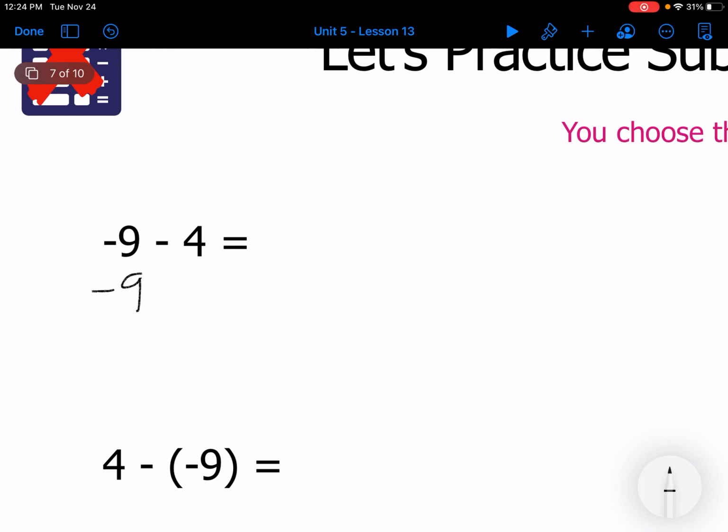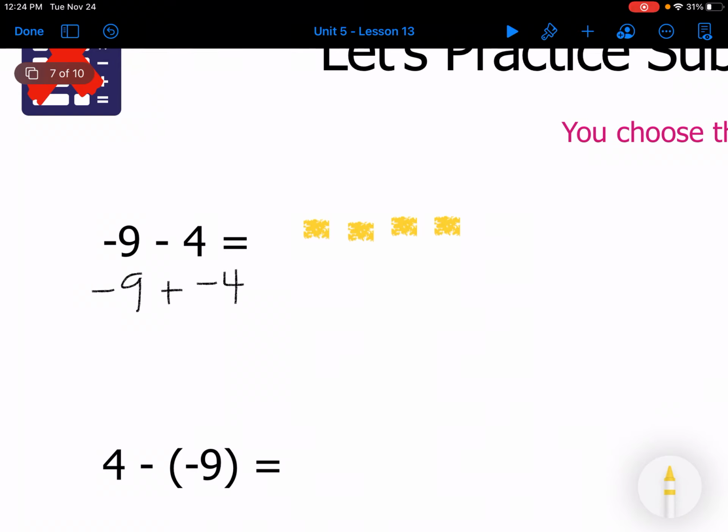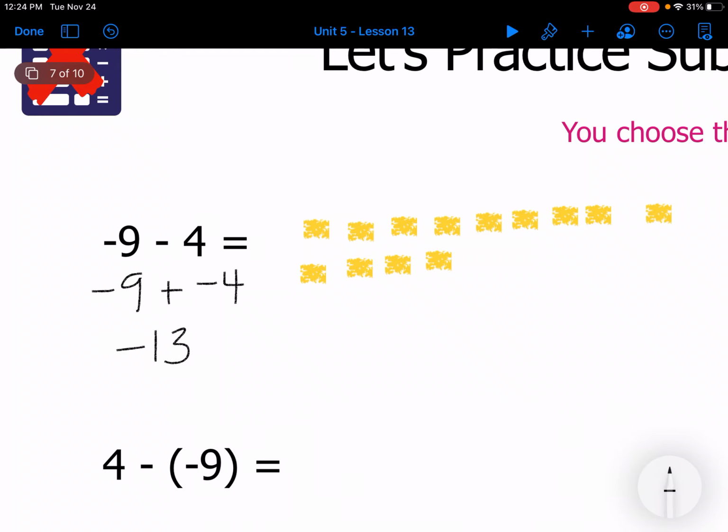So I'm going to add the opposite. So I have 1, 2, 3, 4, 5, 6, 7, 8, 9. 1, 2, 3, 4. I can't make any 0 pairs, so I know my answer is going to be -13.